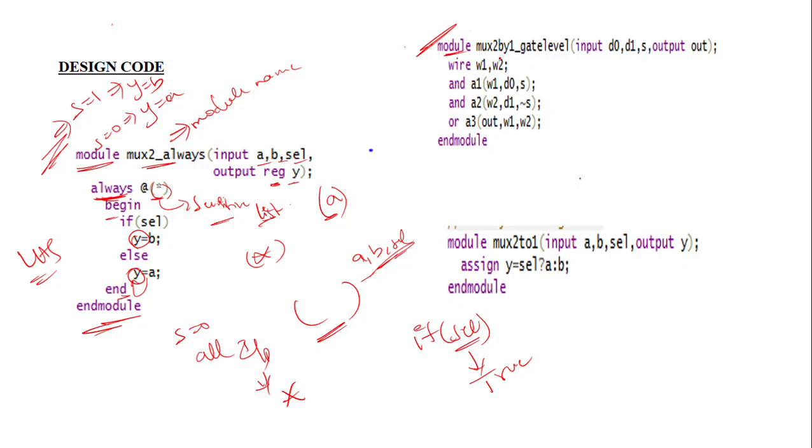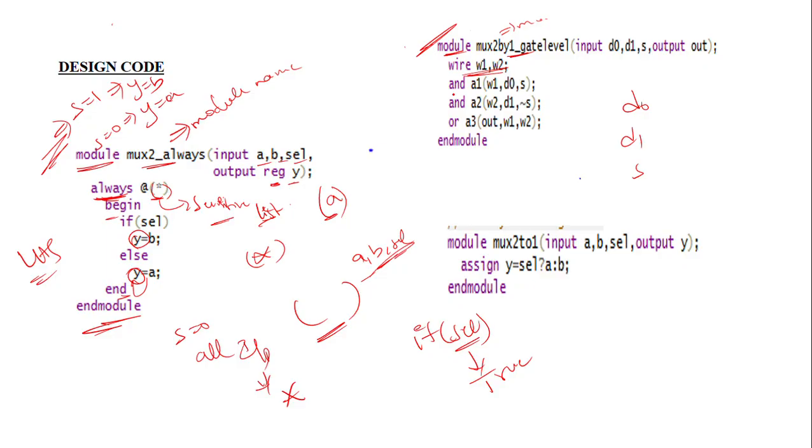For the module, we write module followed by the module name. So what is our input? Here I represent A, B and select line with D0, D1 and select line like that. The output will be out. So I represent the output as out. Now I consider two wires. While you are going to connect, we have to declare two wires.